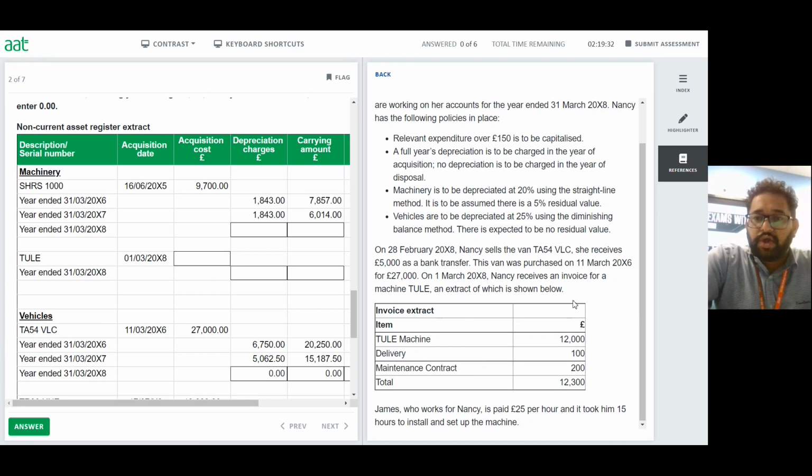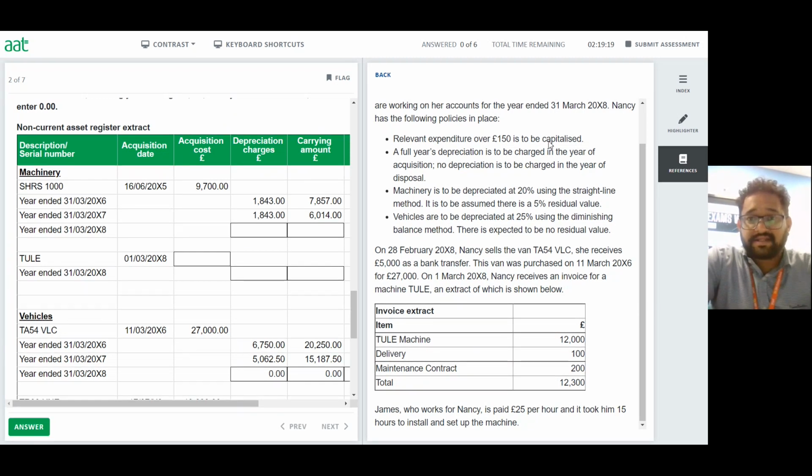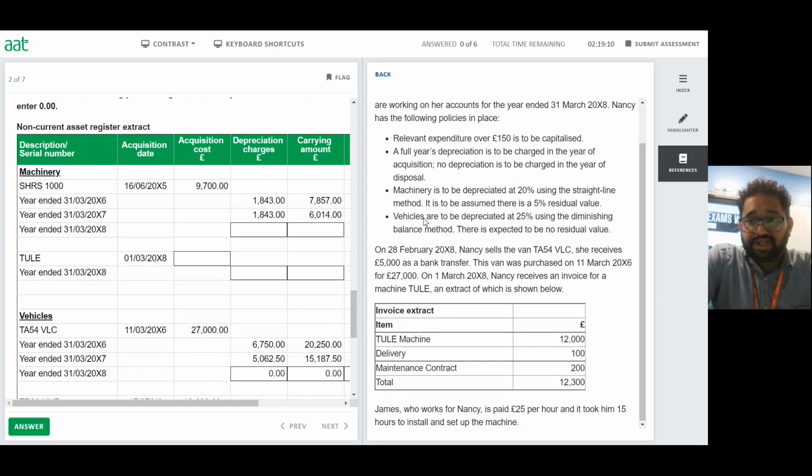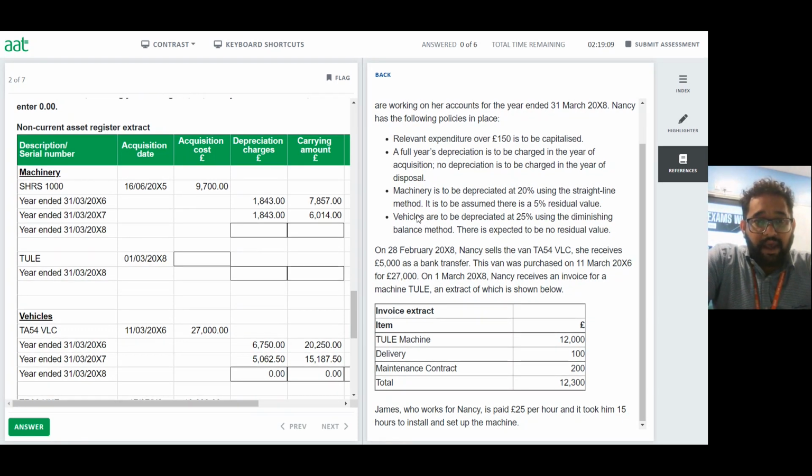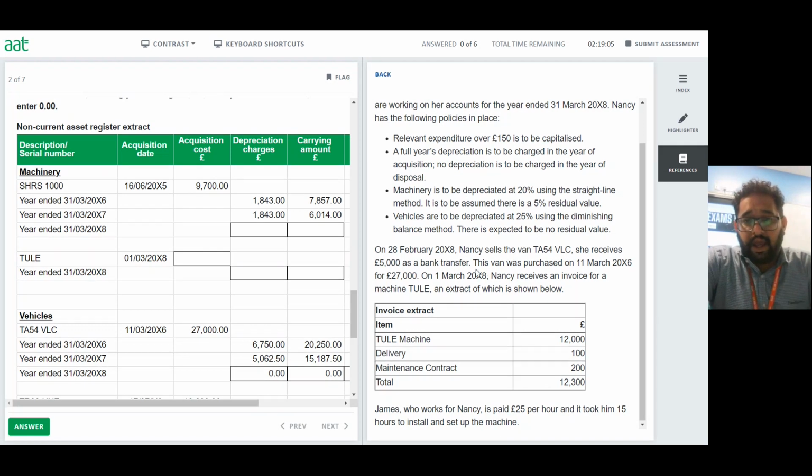Out of these two, the relevant expenditure over 150 pounds is to be capitalized. So we just have to think about whether we can add that cost to the machine, because it is very important that we decide how much I can put down there as the cost. So what else do they have here? Okay.